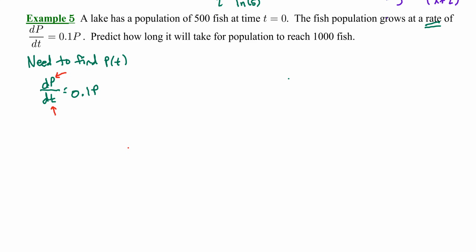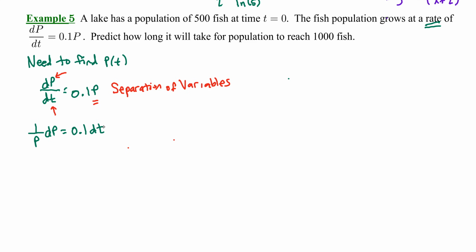So I cannot integrate both sides directly with respect to t, the independent variable, because on the right side I have the dependent variable. So this particular differential equation calls for the solution method of separation of variables. That means I need all of the p's over there on the left and all of the t's over there on the right. So this is going to look like 1 over p dp equals 0.1 dt.